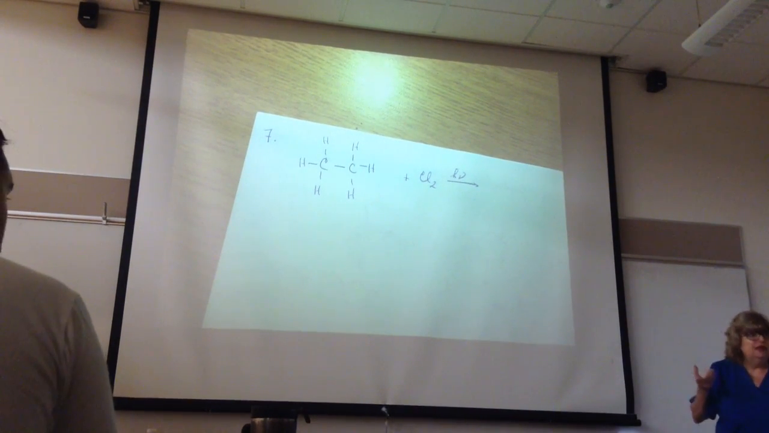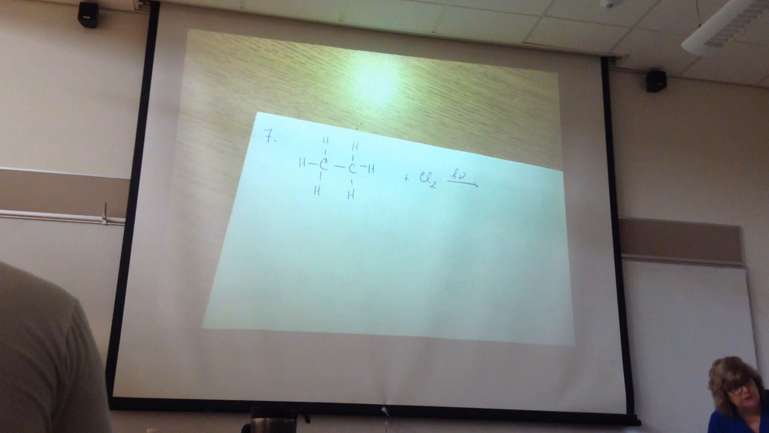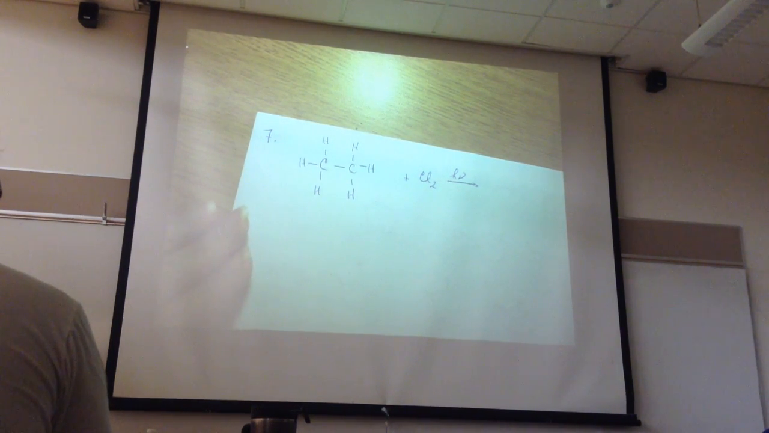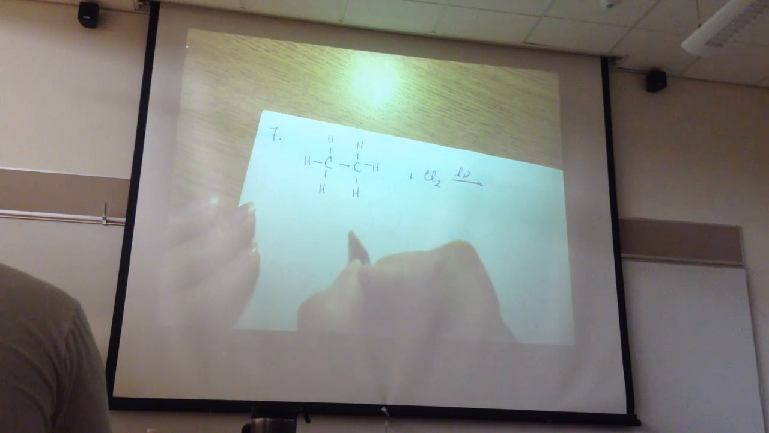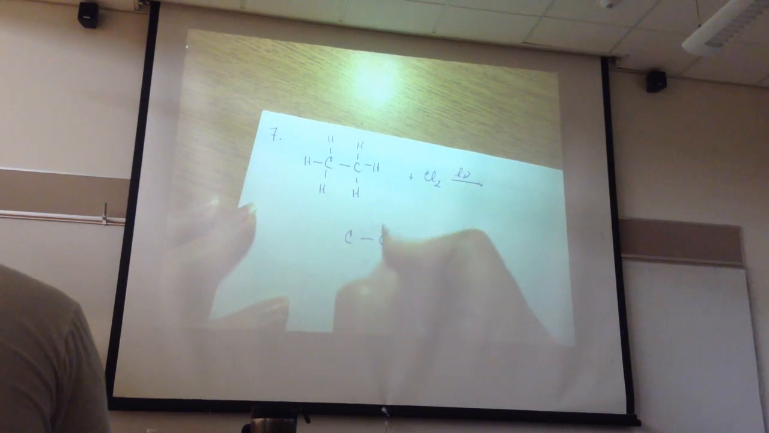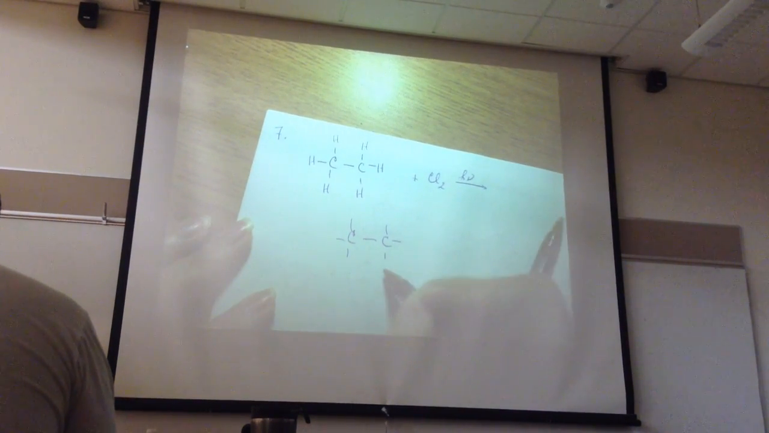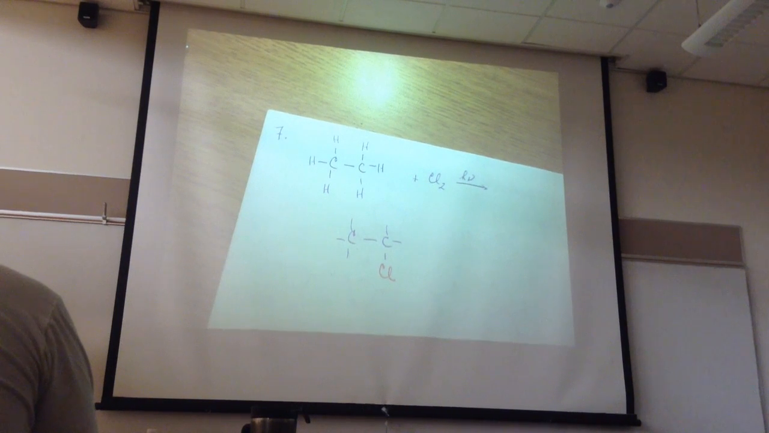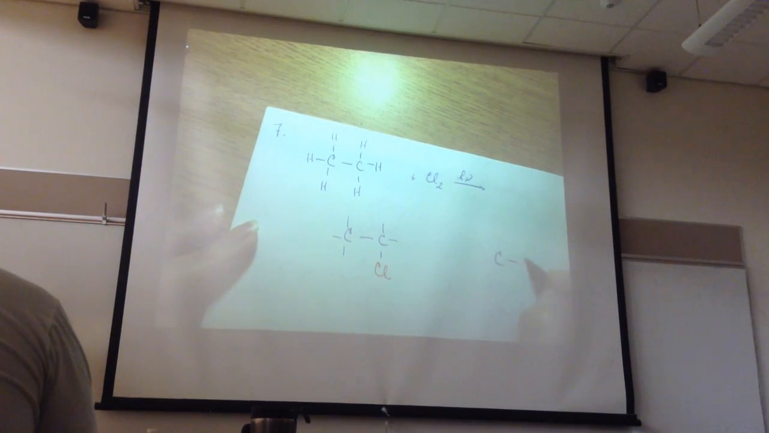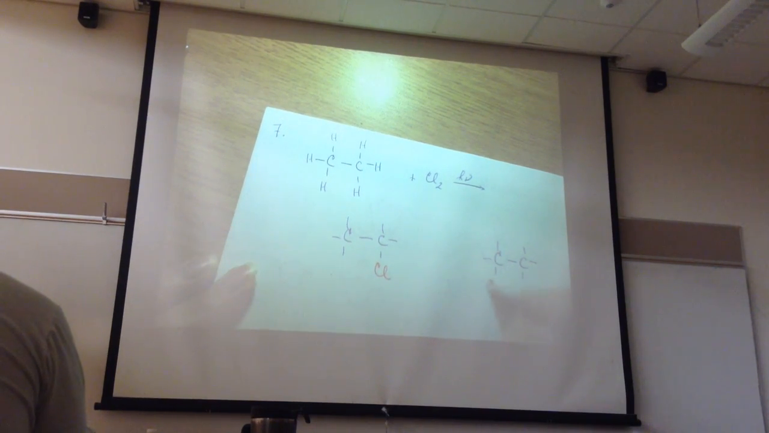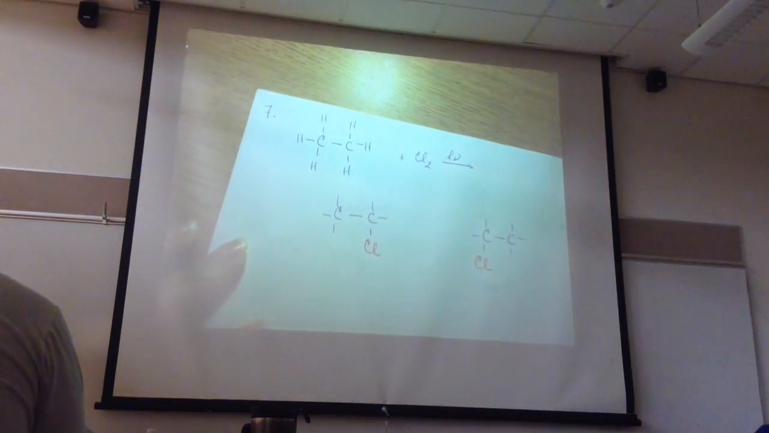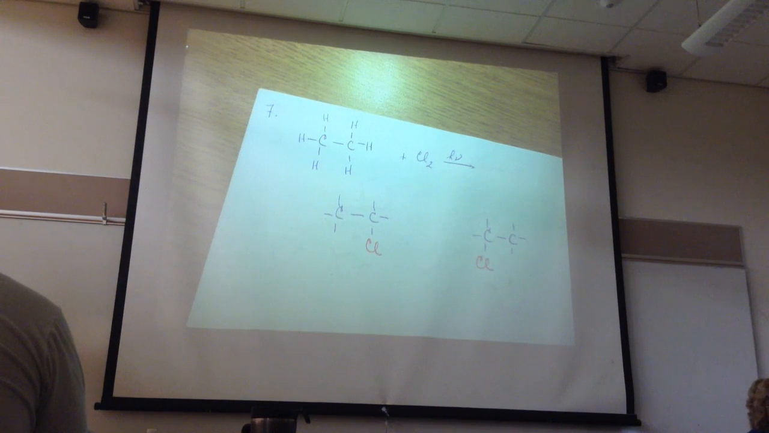The reason being, if you remove just one, and I'm coming over here to draw this, and I'm gonna leave the other ones as hydrogen, but I put the chlorine here. Would this be the same or different than if I put the chlorine here? The answer is they're the same, right?